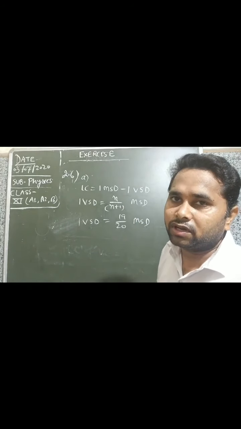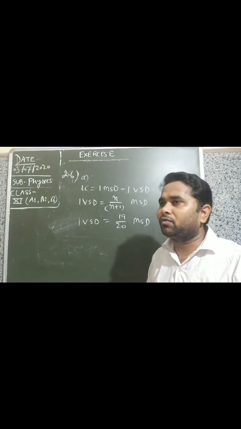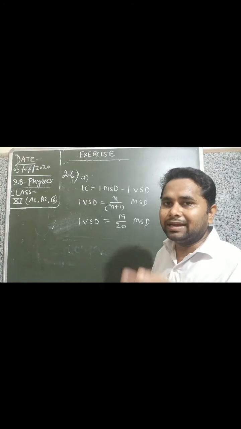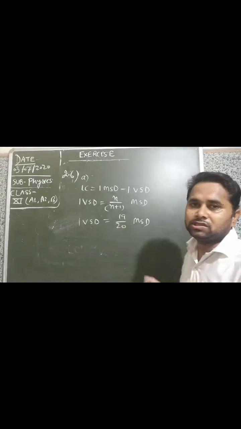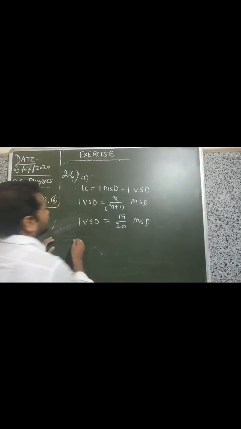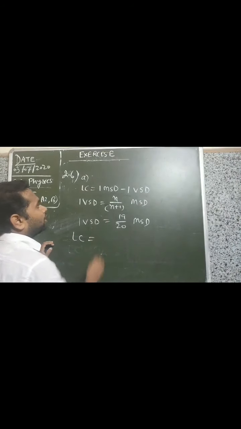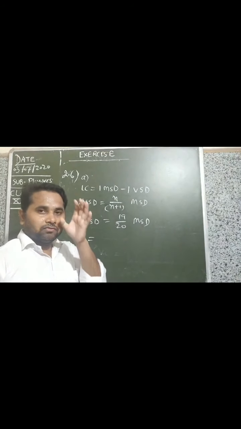And it is given that the Vernier has 20 divisions. If the Vernier has 20, it coincides with the 19th division on the main scale. So it is 19/20 MSD. So now finally, least count equals 1 MSD, a main scale division we have described.